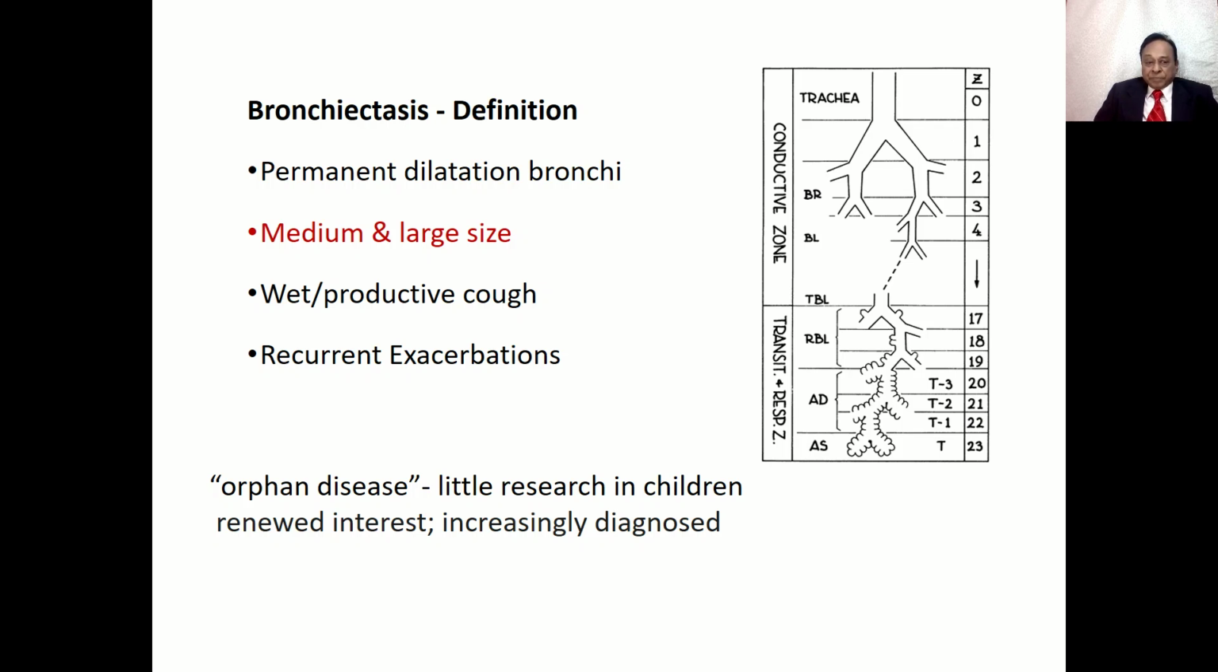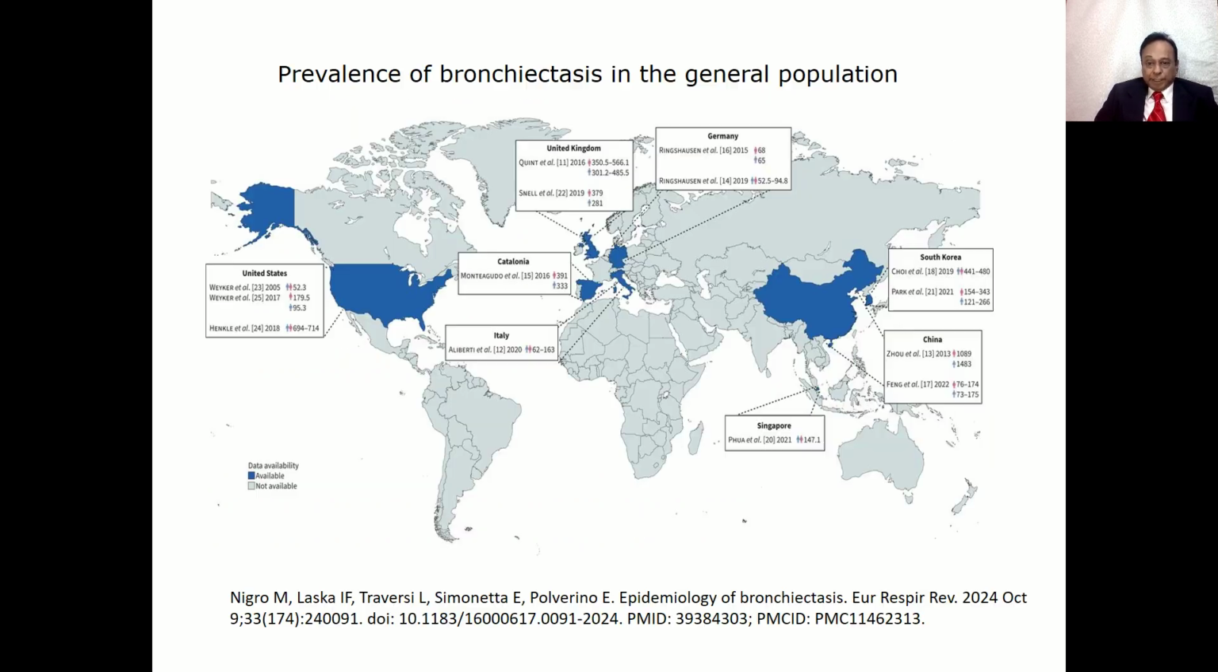When I talk, I always say it is an orphan disease, a neglected disease, because if any disease has little research, it is bronchiectasis. But of late, in the last 1 or 2 decades, there is a renewed interest in this field, and a lot of research is happening. That's what I am about to tell you in the beginning.